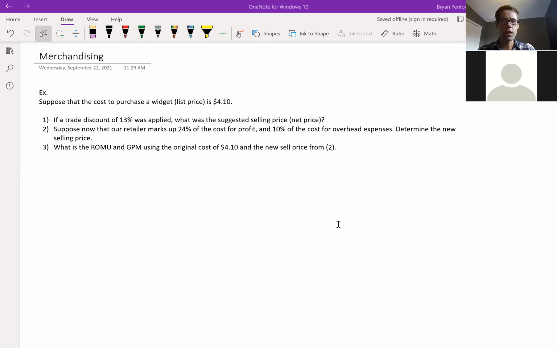So we're going to assume that there's a cost to purchase this item, which we're going to call a widget. We're going to assume essentially that the list price is $4.10. And let's also assume there was a trade discount of 13% applied to the suggested retail price or the suggested selling price. And so our goal is to try to figure out what is the suggested selling price from our supplier.